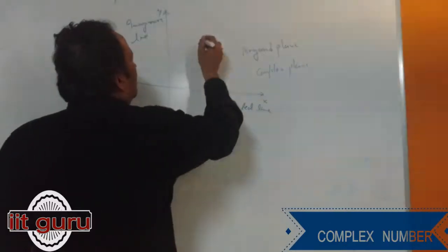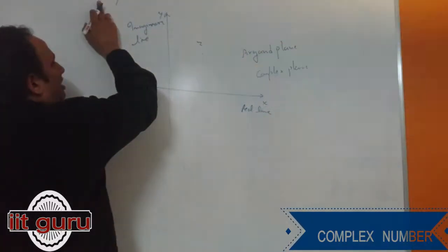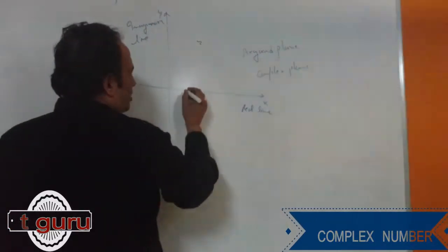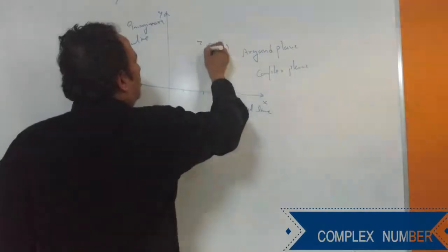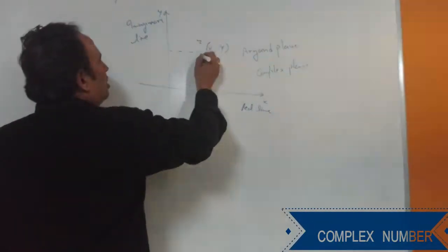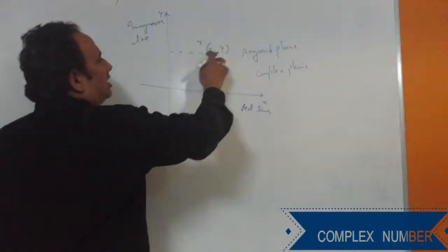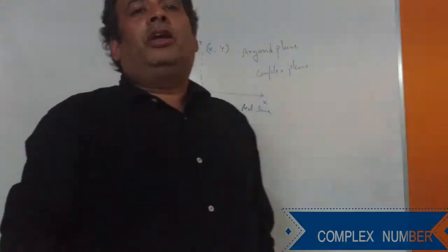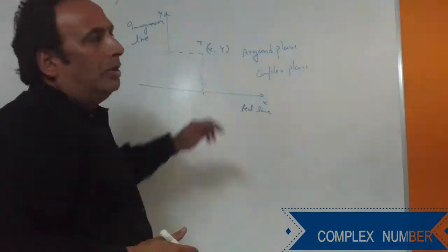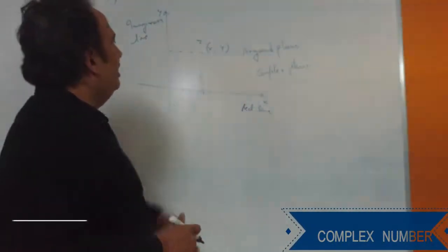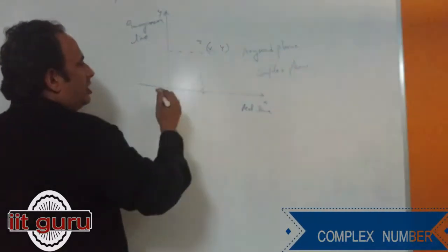If we represent z here, as I have already told, x is the real part of z and y is the imaginary part of z. So this point is x and this point is y. This is also a coordinate, a way to represent z, called the ordered pair form. One of the forms is the ordered pair form, z equals x comma y. It represents that x is the real part and y is the imaginary part.